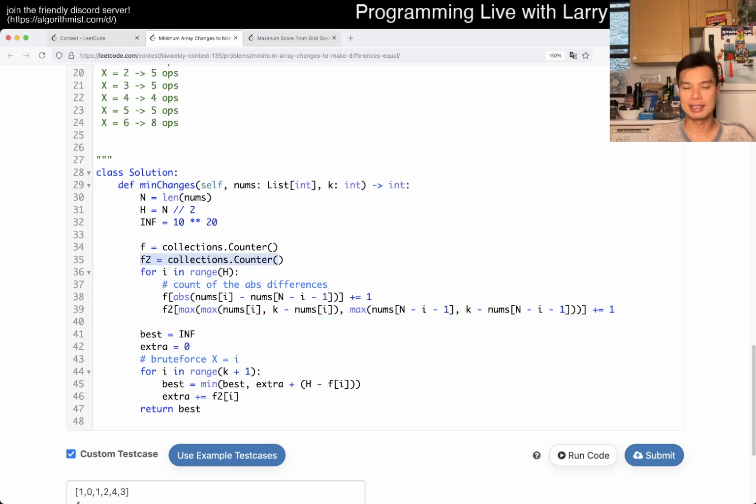And for space, I guess technically this is O of k, because these lookup tables can only be of size k both here and here. Nothing about n in these cases. This is about the value, right? And this is obviously O of k or O of 1.